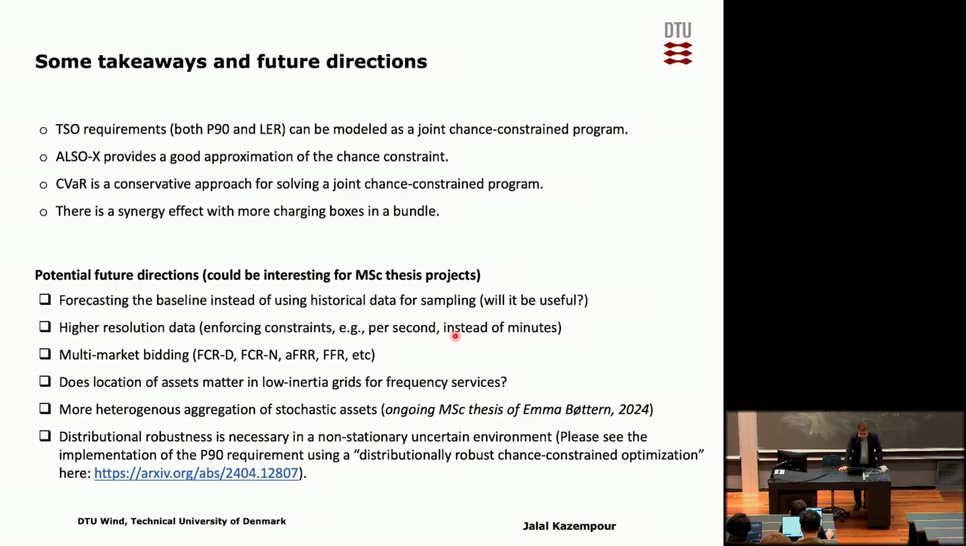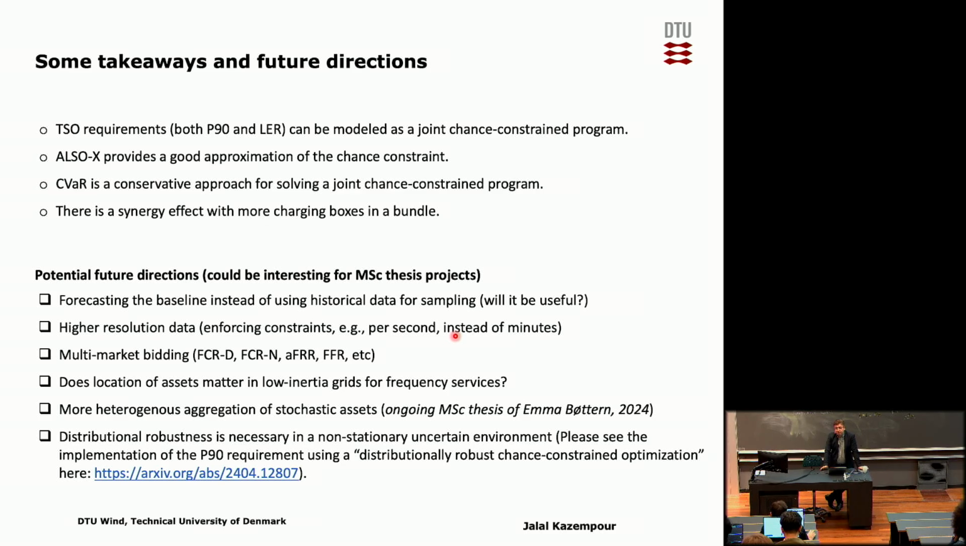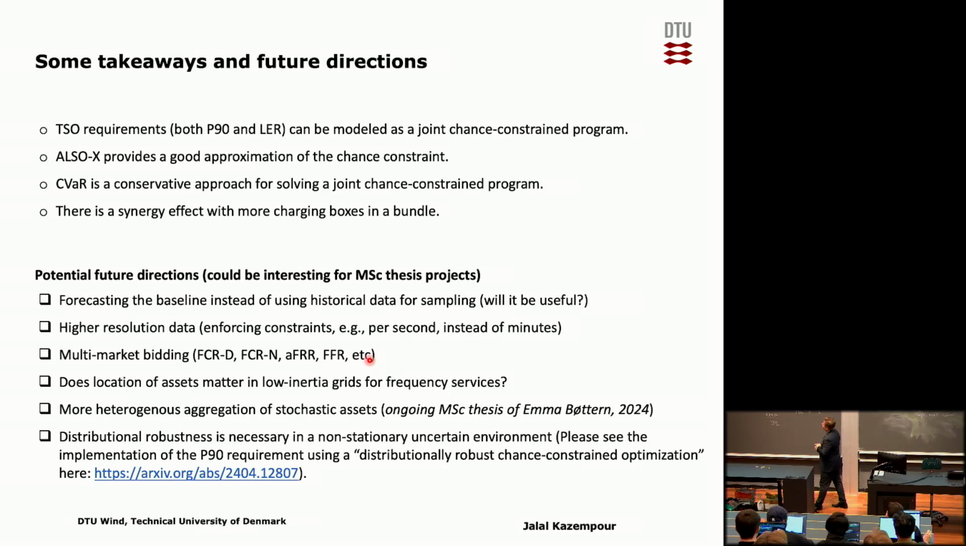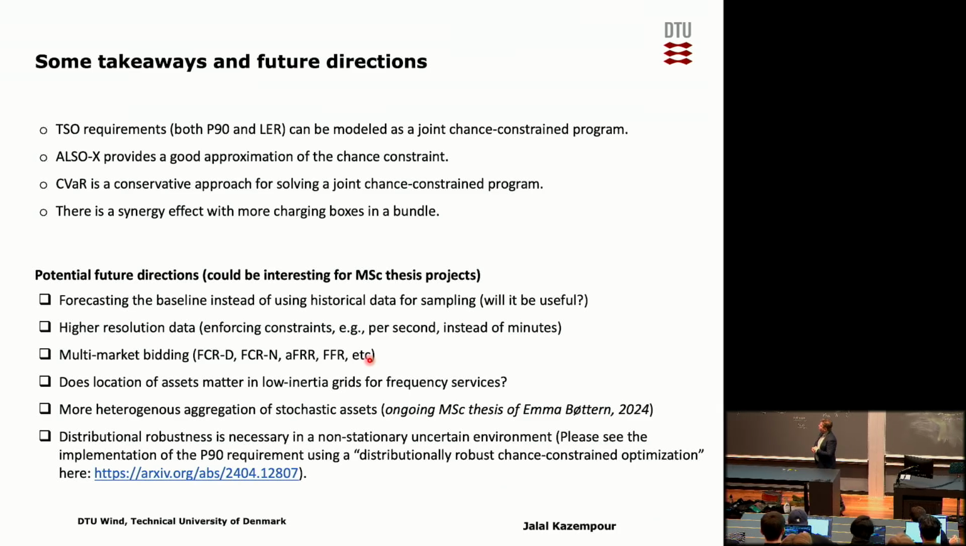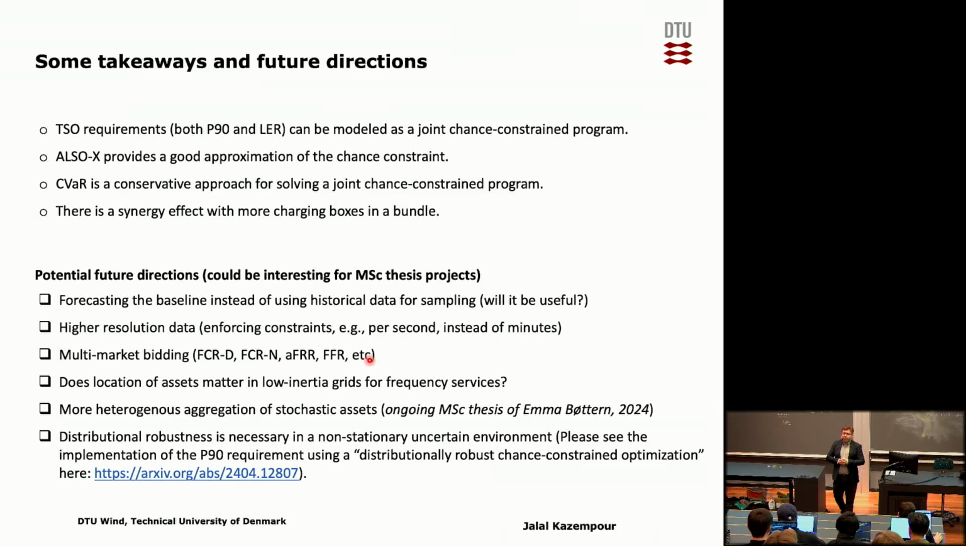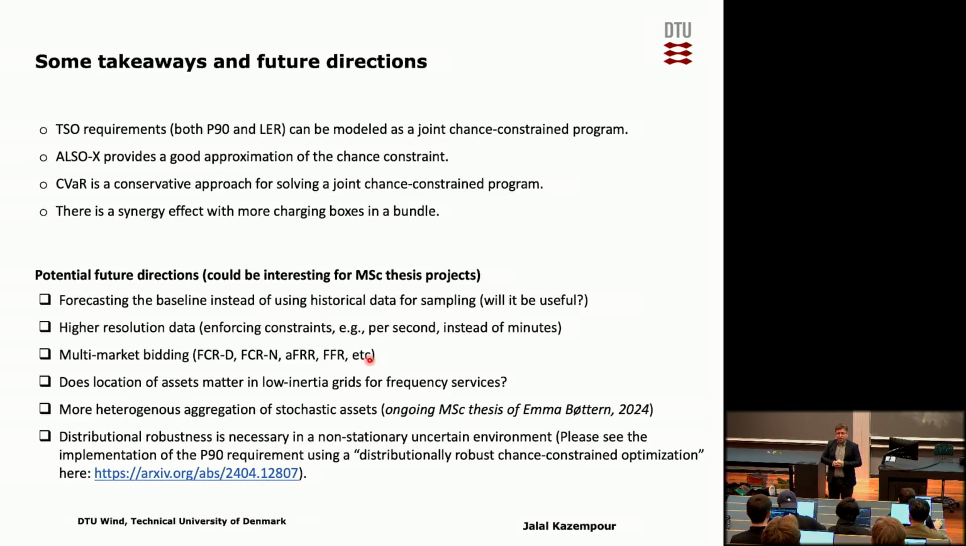Maybe you can get higher resolution data, maybe per second, and then you can see whether there is any meaningful difference in your business case. Here we only talked about FCRD, but you can augment it to other services as well, like FCRN, aFRR, mFRR, FFR, so you can have multi-market bidding. And I can tell you, multi-market bidding is a very complex task.